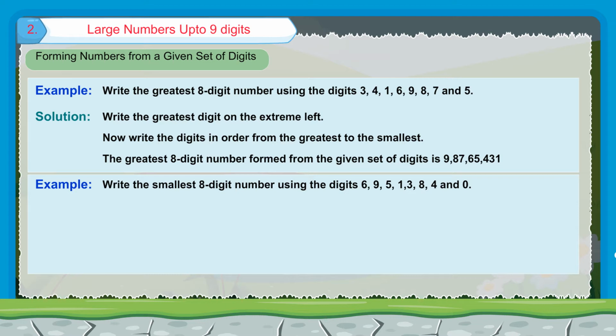Example. Write the smallest 8-digit number using the digits 6, 9, 5, 1, 3, 8, 4 and 0. Solution. We cannot start a number with 0. The next smallest digit in the given set of digits is 1. Write 1 followed by 0 and then write the remaining digits in order from the smallest to the greatest. The smallest 8-digit number formed from the given set of digits is 1,03,45,689.